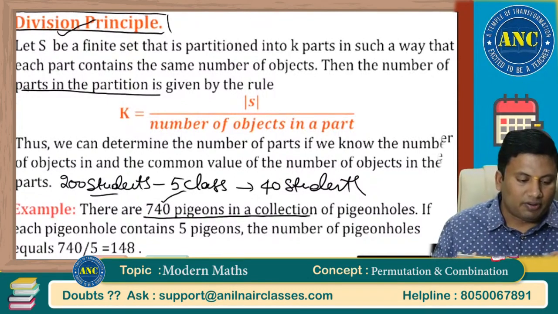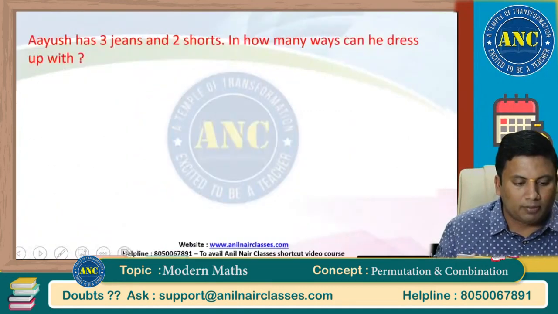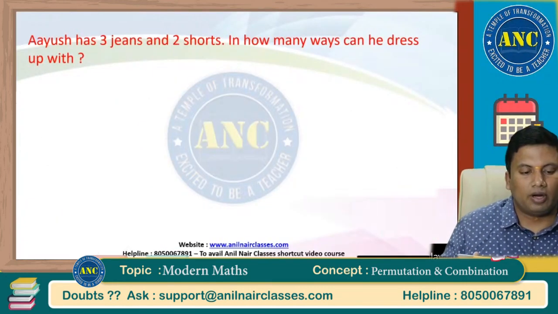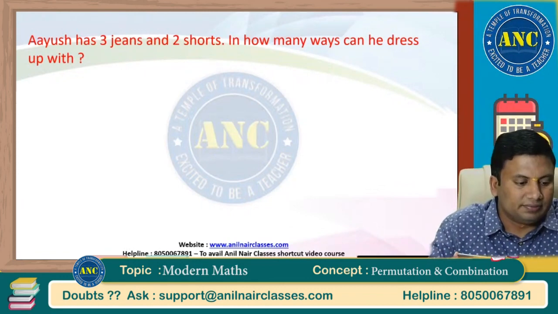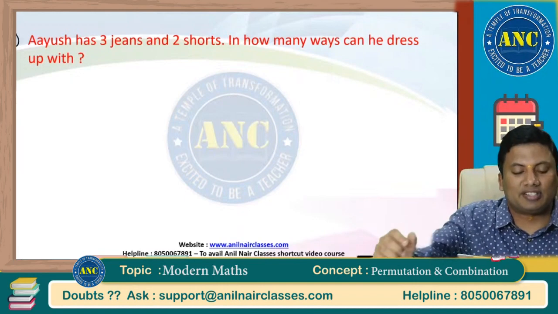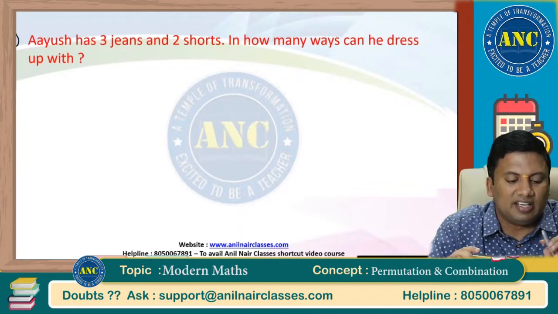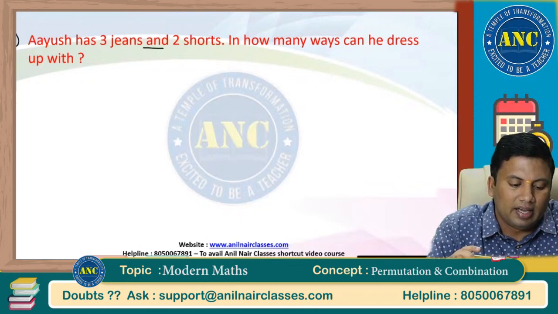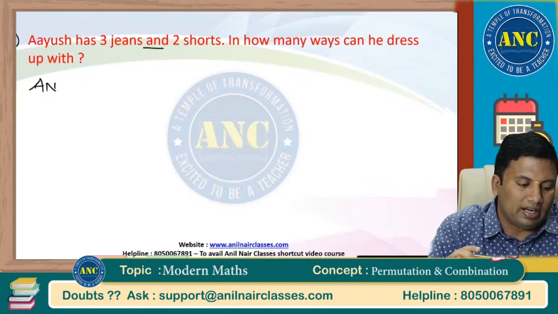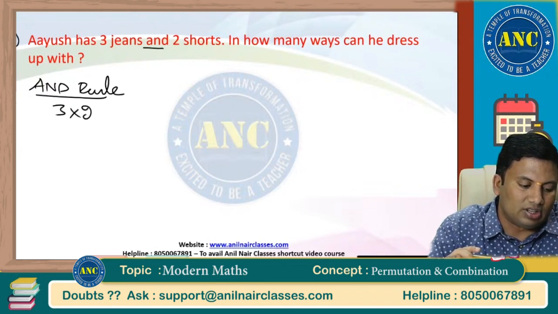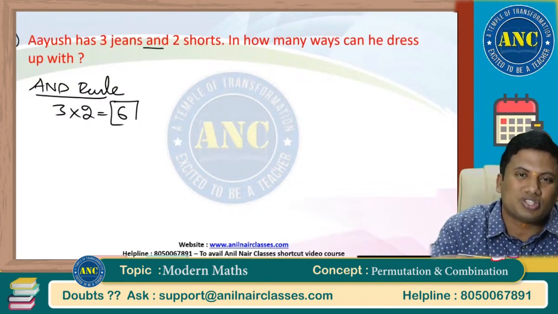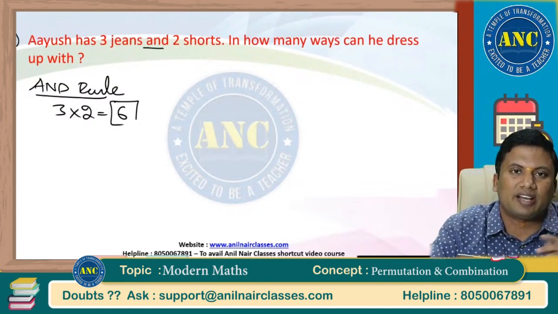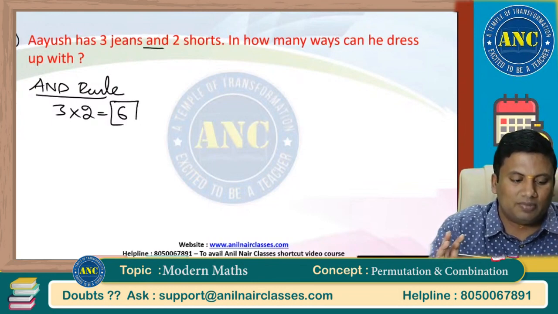So these are 40 students. Now we will get into problem solving. Listen carefully, one by one. See the first one. Ayush has 3 jeans and 2 shorts. Immediately, because I said the and rule, people without using their minds will say it is 3 into 2, and the answer is 6. That is how most of the students make this mistake, because they mugged up the things. Read the question.